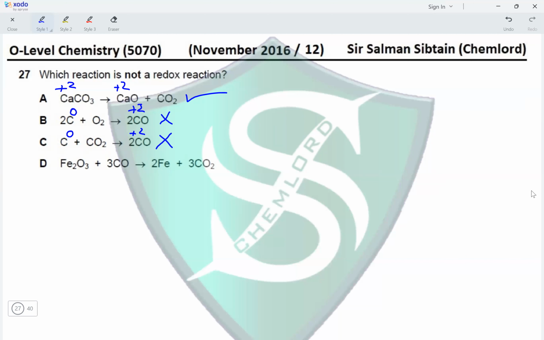And in the last example, Fe2O3 has iron with an oxidation state of +3, converting it to iron metal with an oxidation state of 0. Therefore, it is undergoing reduction. As a result, this is also a redox reaction. So the correct option for this question is option A.